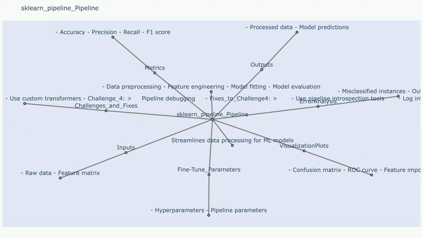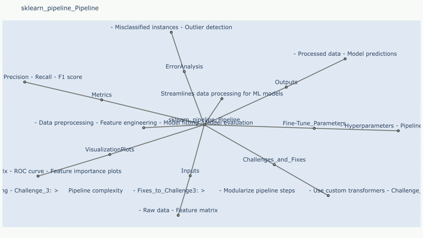Mean squared error (MSE) for regression problems. This measures the average squared difference between predicted and actual values. R squared: a measure of how well the model explains the variance in the data.